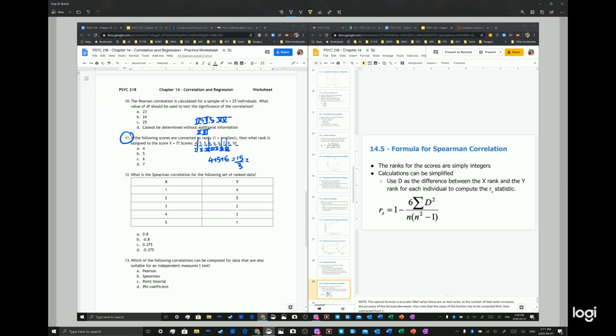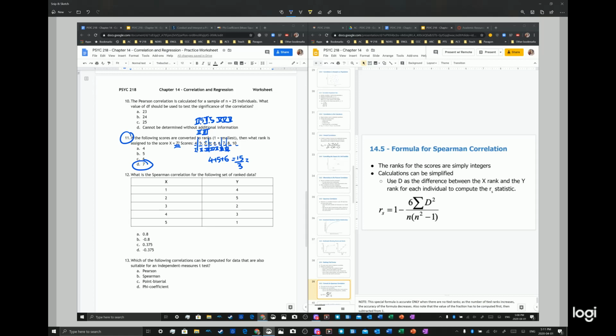5, 5, 5. And then you count 1, 2, 3, 4, 5, 6, 7. And so it's still rank 7. So the score 7 itself technically has a rank of rank 7. So that could be on the test, so make sure you watch out for that.